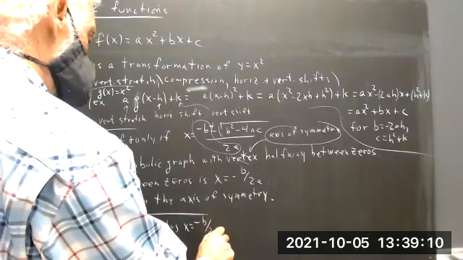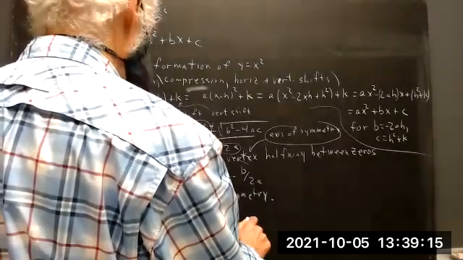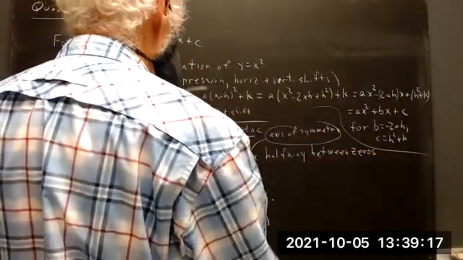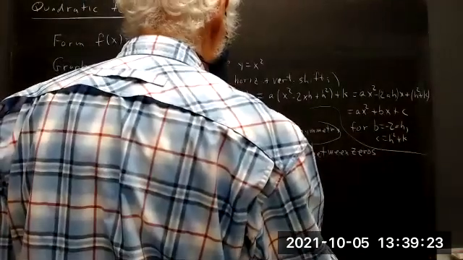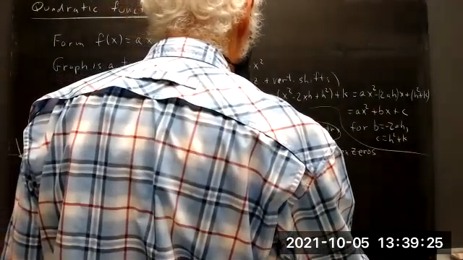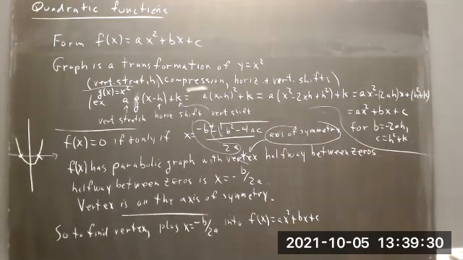To find the vertex, just plug x equals negative b over 2a into your function, f of x equals ax squared plus bx plus c. That's a summary of a lot of what you're going to learn to do by doing the assignment of this first big overview. You want to understand all this.